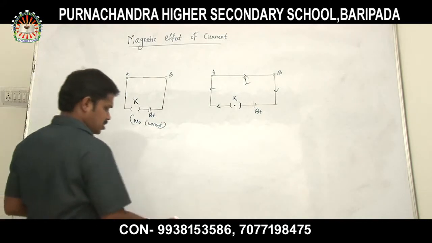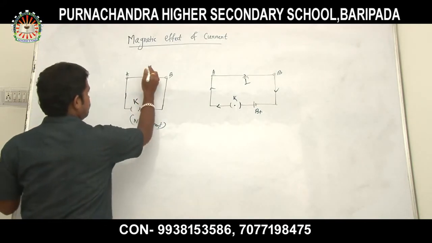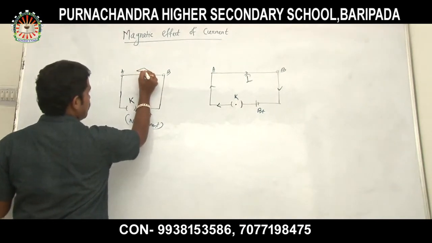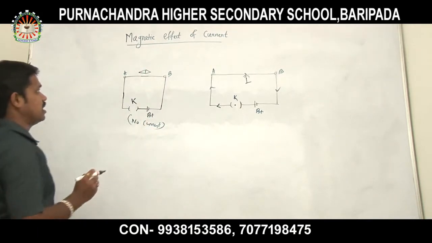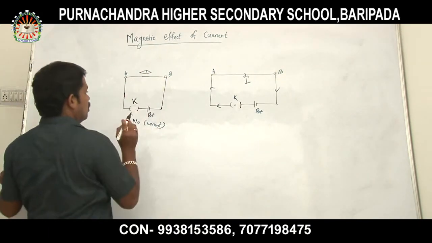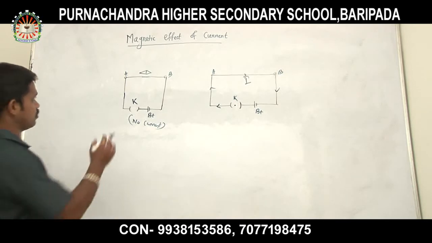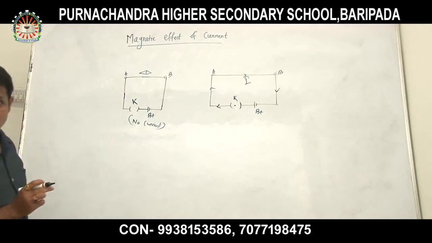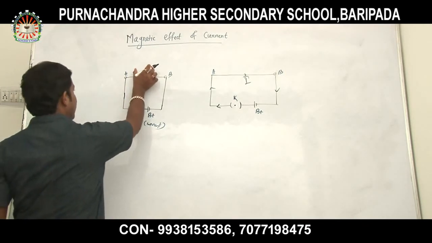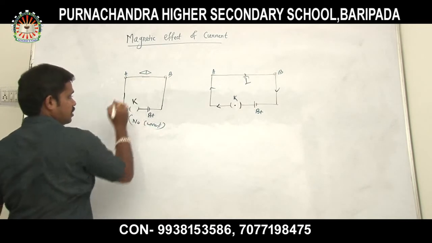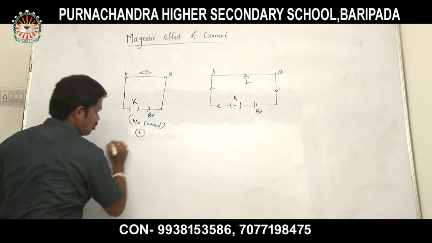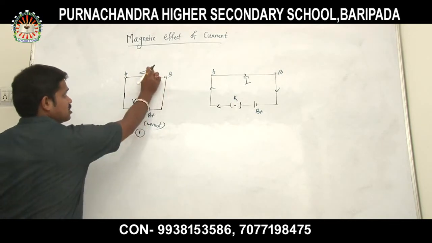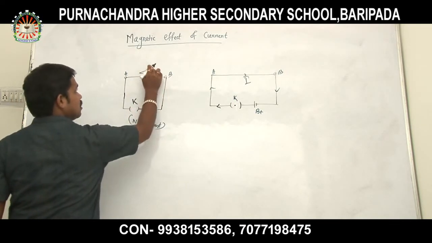So now next what did he do? He just placed a magnetic needle. So this is your magnetic needle. So what did he observe? He observed that when the magnetic needle is placed near the conductor, in case number 1, as there is no current flowing in this circuit, there is no deflection in this magnetic needle.